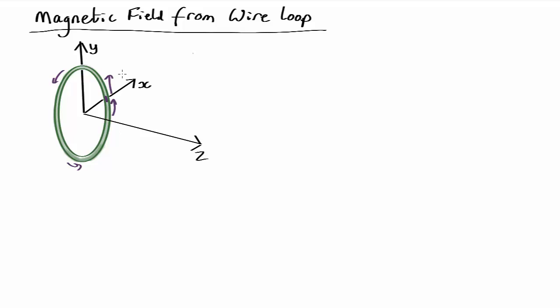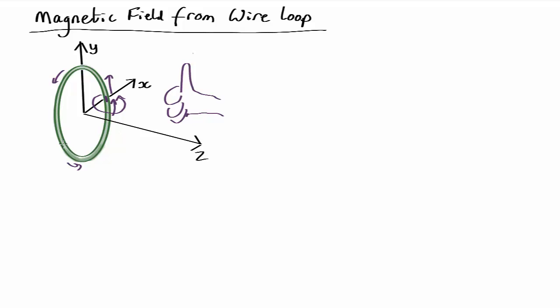Well, we use the right-hand rule. So let me attempt to draw a hand here. So there's the hand, there's my thumb, and my fingers are going to be curving around in front like that. So that tells us that here we've got a magnetic field that goes something like this. So it goes through the middle in the plus Z direction and on the outside in the minus Z direction.